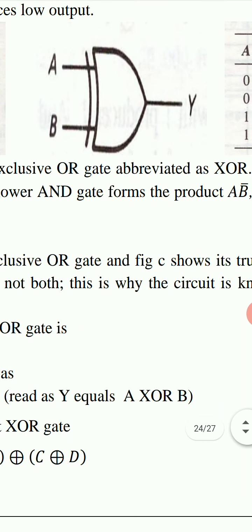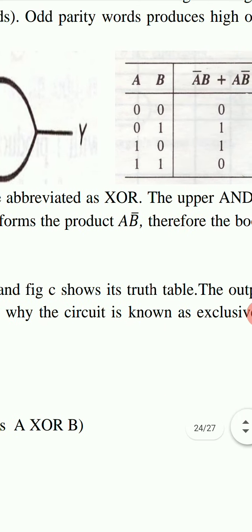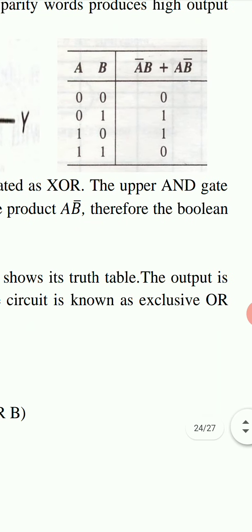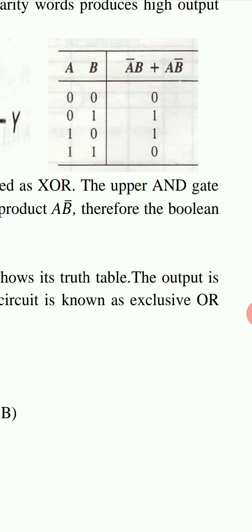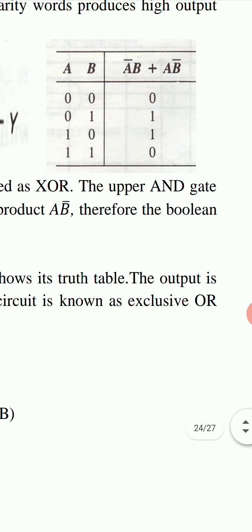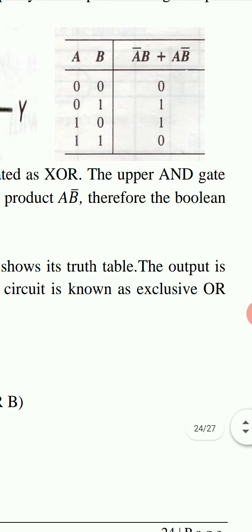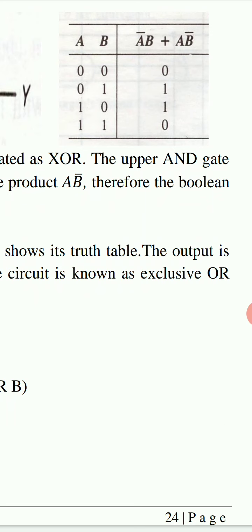This is symbol of OR gate with one additional line at input, and this is the truth table for this exclusive OR gate. Output is high when inputs have 1 in odd number of times. When input have 1 in even number of times, then output is 0.